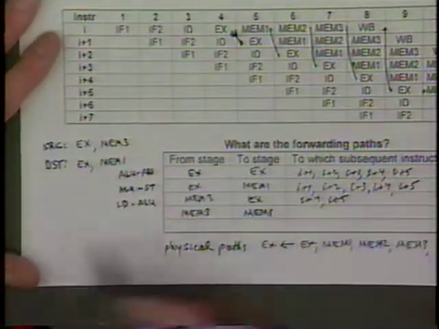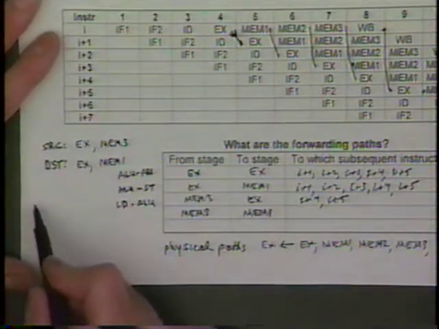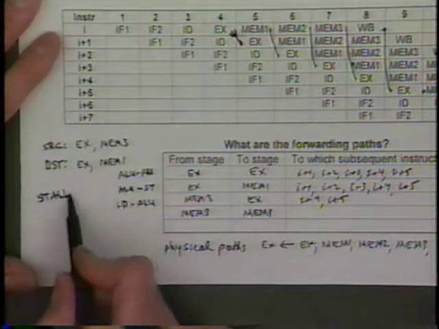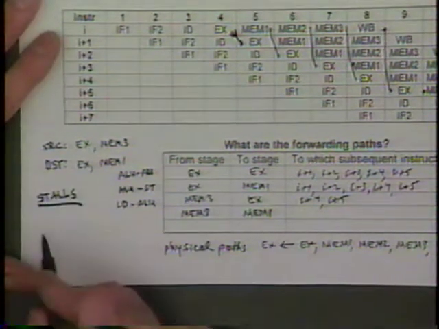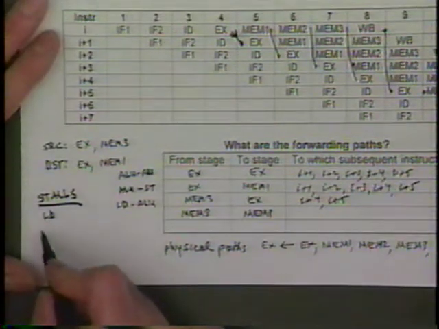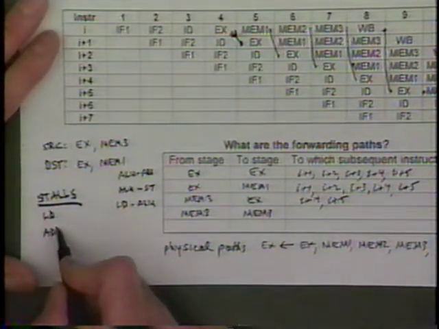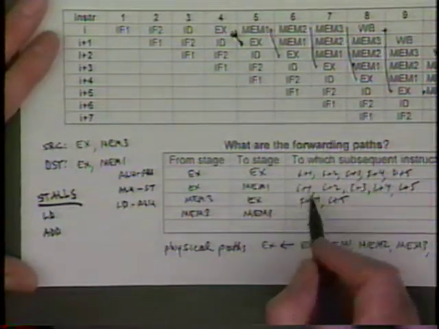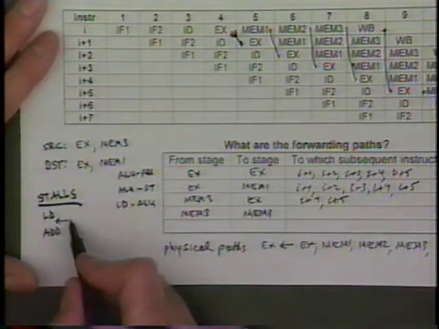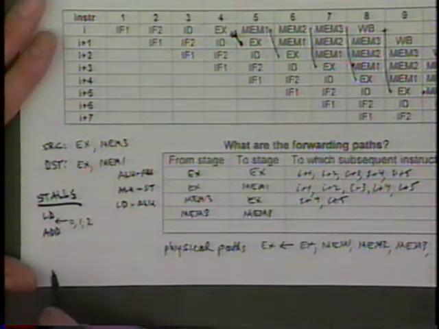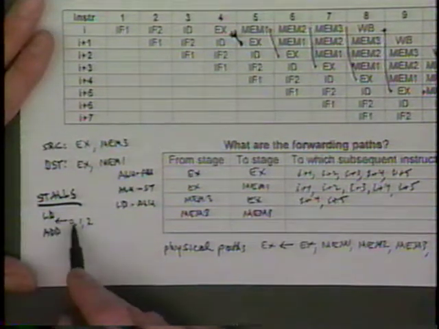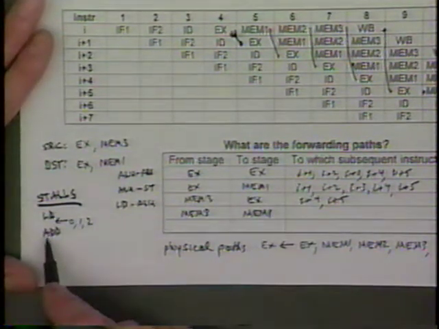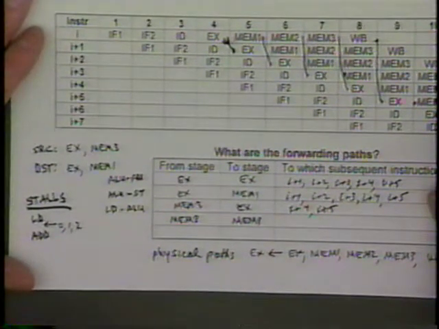Now notice this has given us the answer to one of our other questions, which is that we have stalls. See if I can write all of this on the same page. We have stalls for a load instruction followed by, let's say, an add instruction. And we have that stall if there are 0, 1, or 2 instructions in between the two. So this is I+1, I+2, I+3, and then finally at I+4, we can actually forward the results. So we've got one case of stalls identified.